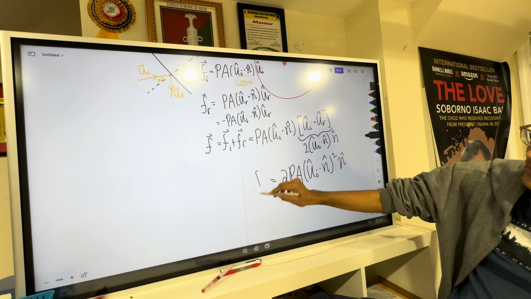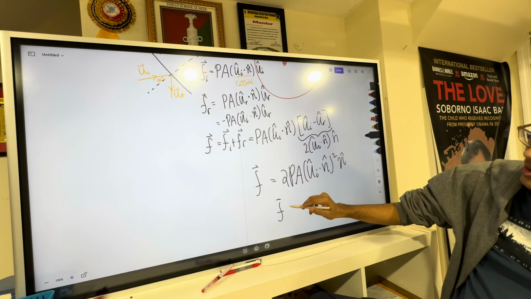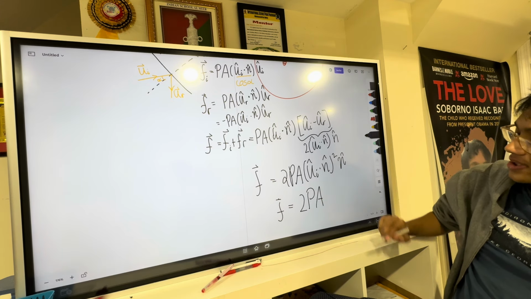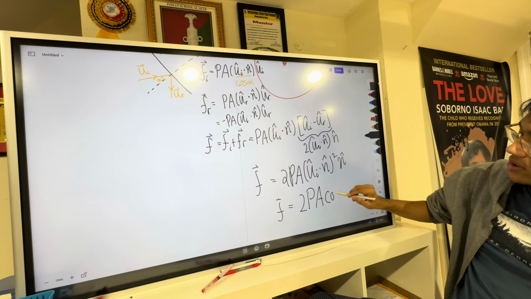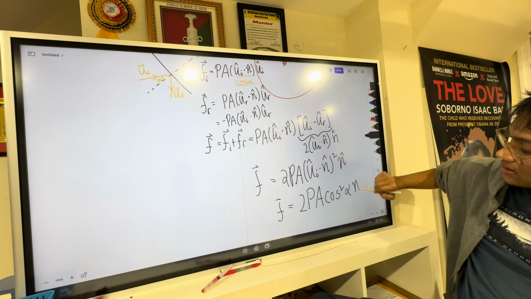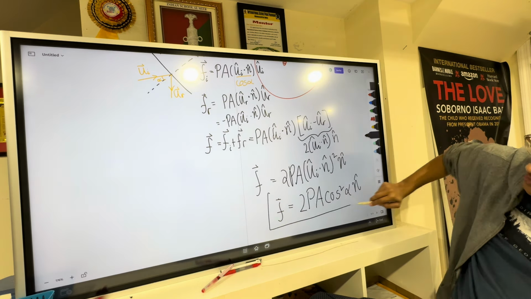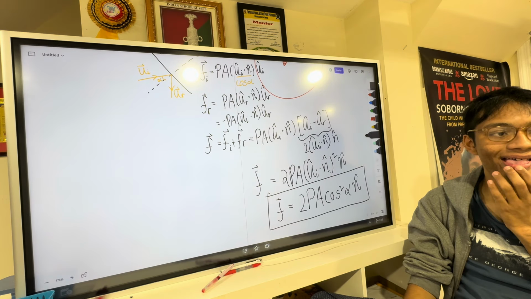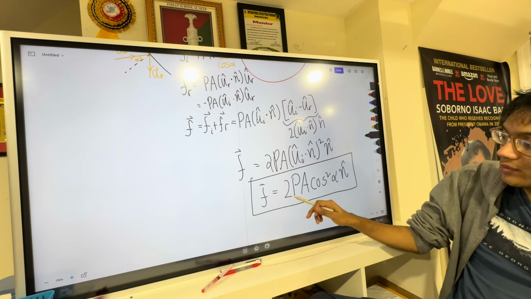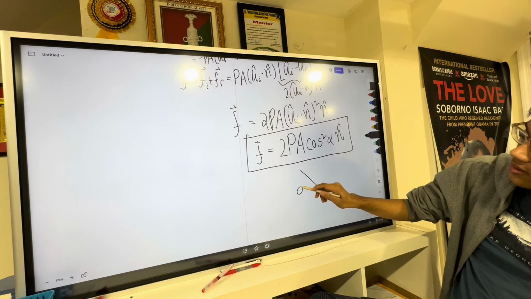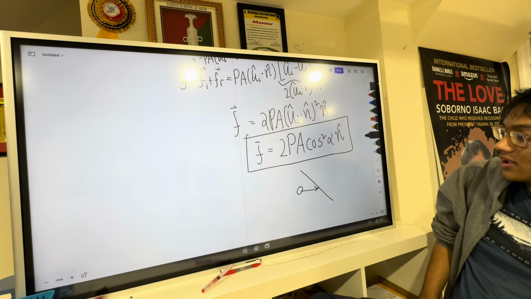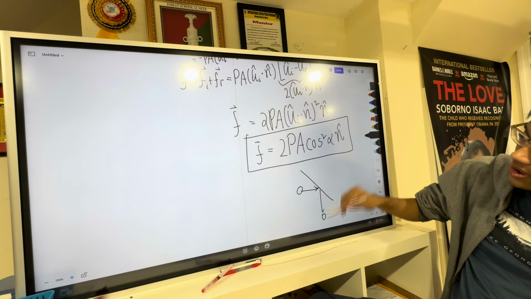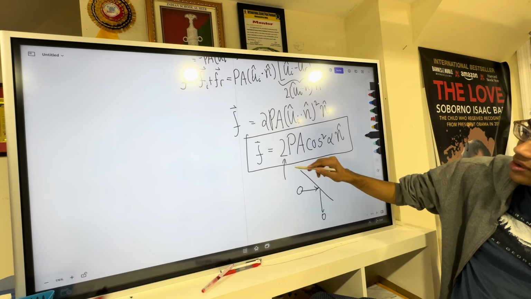So that means the force exerted by the radiation pressure is 2 times the radiation pressure times the area of the solar cell times cosine squared alpha in the normal direction. Why? Where does the 2 come from? One is the momentum exerted by the incoming photons, another is the momentum from the reflected photons, hence the 2.